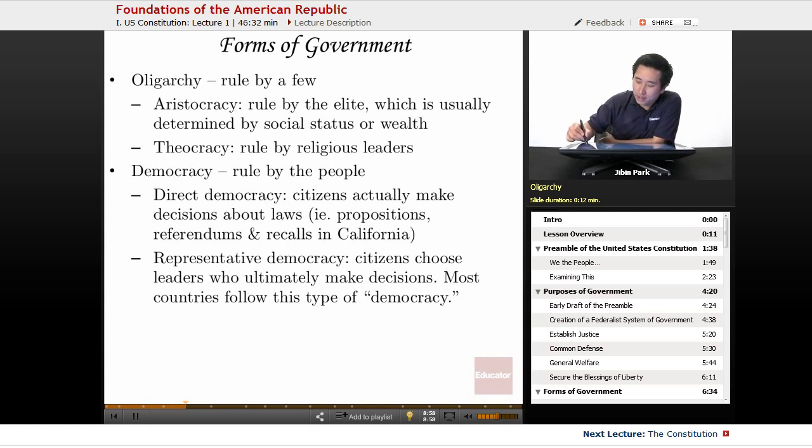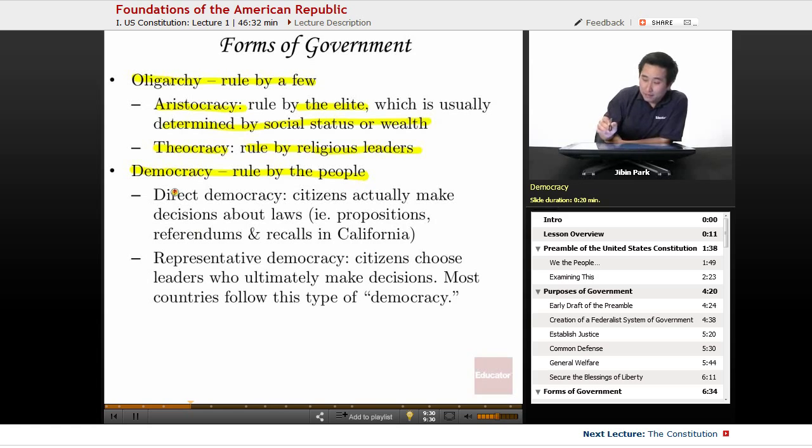Another form of government that could exist out there is oligarchy, or rule by few. Different types would be aristocracy, ruled by the elites, which is usually determined by social status or wealth, or a theocracy, ruled by religious leaders. Again, I'm just throwing that out there because these are different competing ideas on how government is run. And finally, in the United States, we have democracy, ruled by the people. That's basically the type of government that most of the world aspires to.